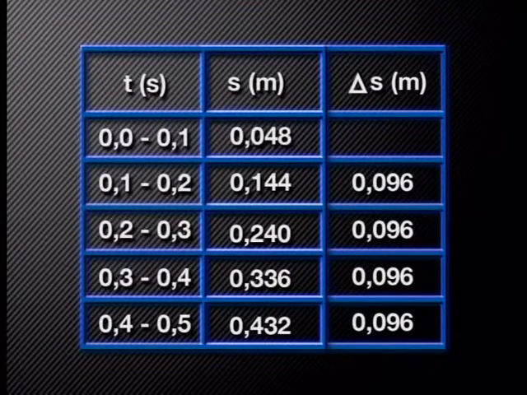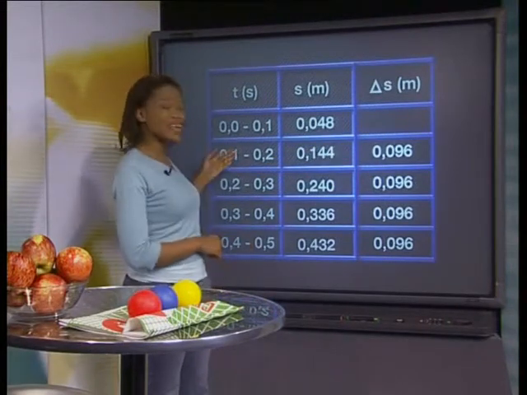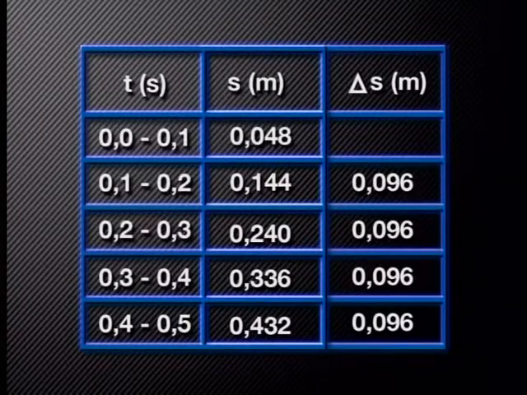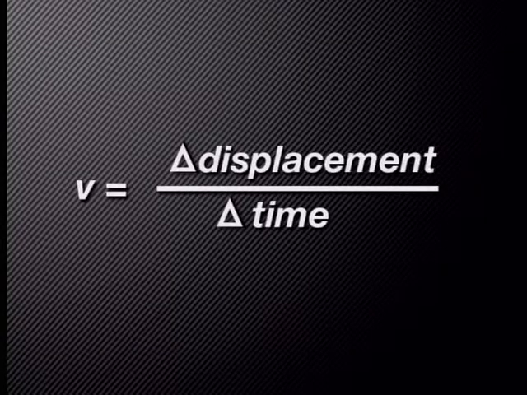Notice the difference in the displacement between the second time interval and the first time interval is 0.096 meters, and the difference between the second and the third time interval is 0.096 meters. In fact, the displacement for each of the 0.1 second time intervals is increasing by 0.096 meters. Can you calculate the velocity of the mass piece for each time interval? Remember that the velocity of an object is defined as the rate of change of displacement. We find the velocity of an object by using the formula velocity equals change in displacement divided by time.